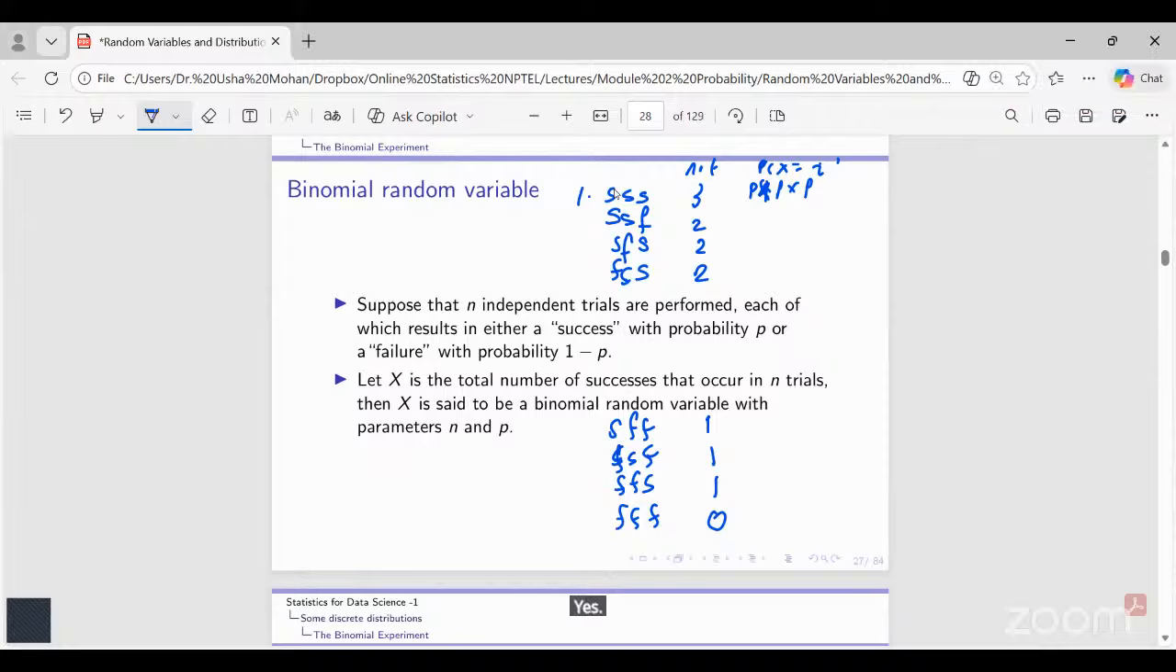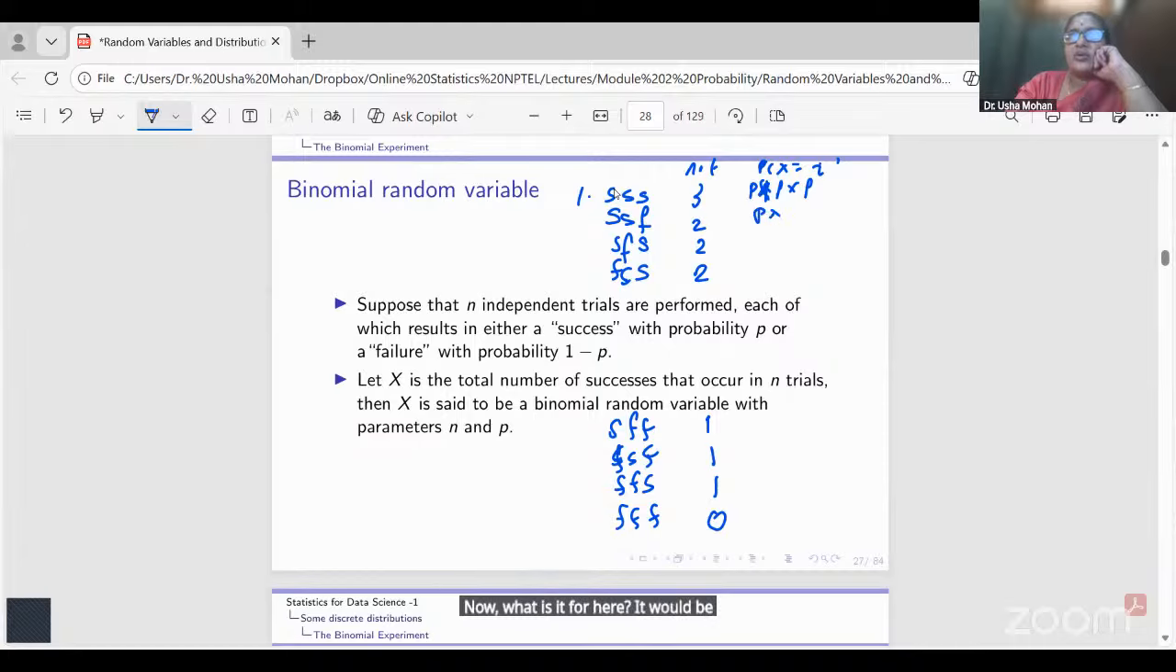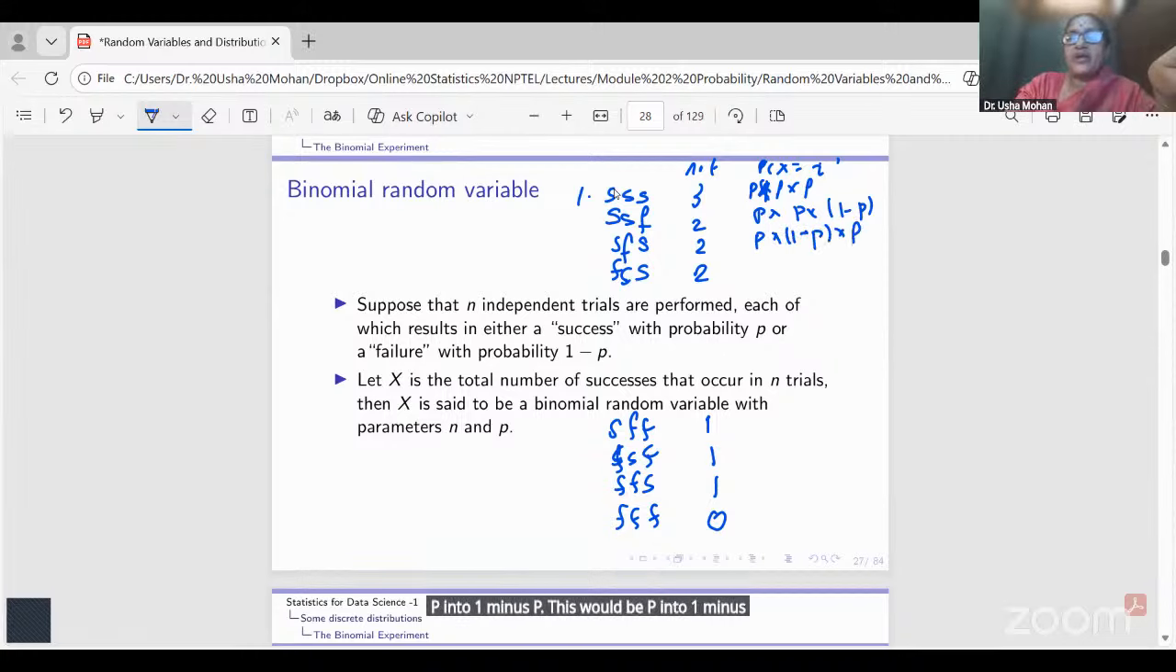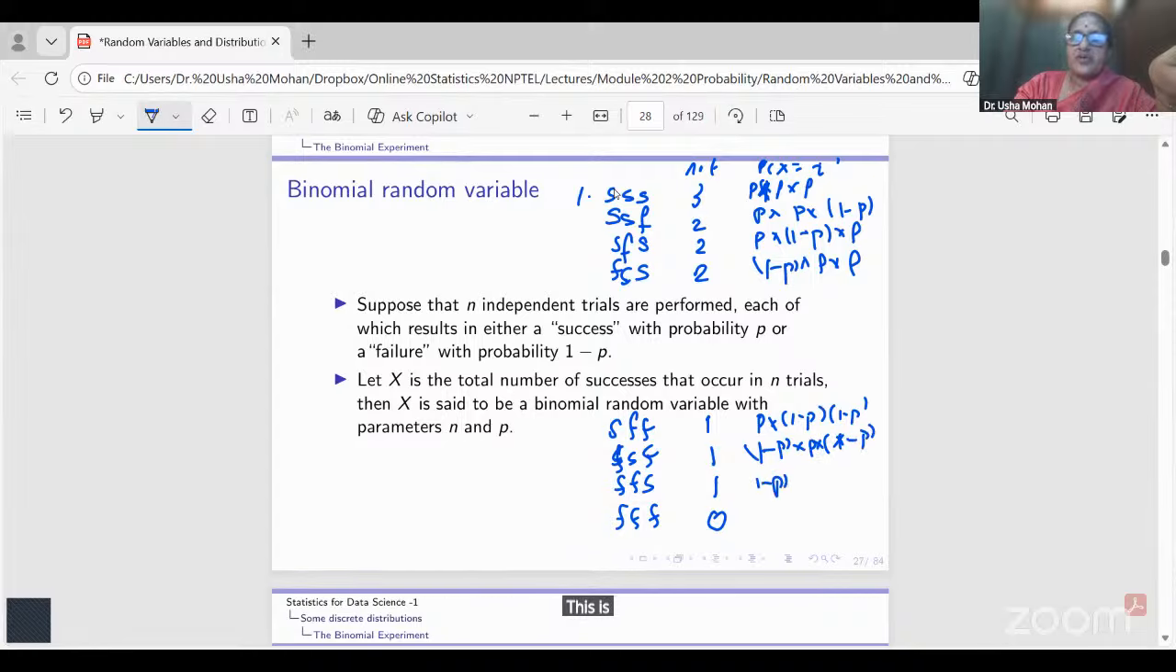Yes. Now what is it for here? It would be P into 1 minus P. This would be P into 1 minus P into P. This would be 1 minus P into P into P. This is P into 1 minus P into 1 minus P. This is 1 minus P into P into 1 minus P. This is 1 minus P into 1 minus P into P. And this is 1 minus P into 1 minus P into 1 minus P. Is this clear? Yes.